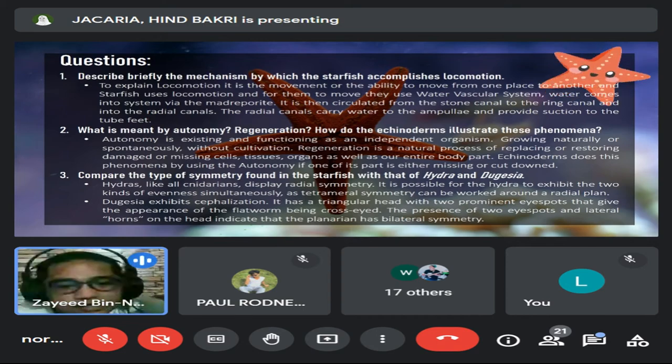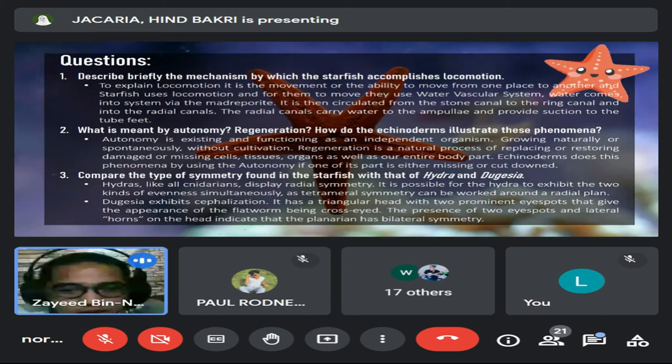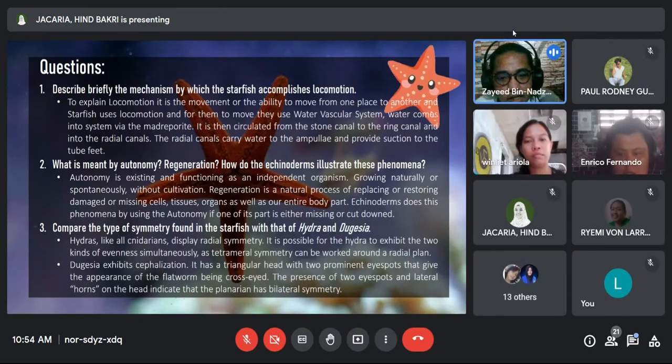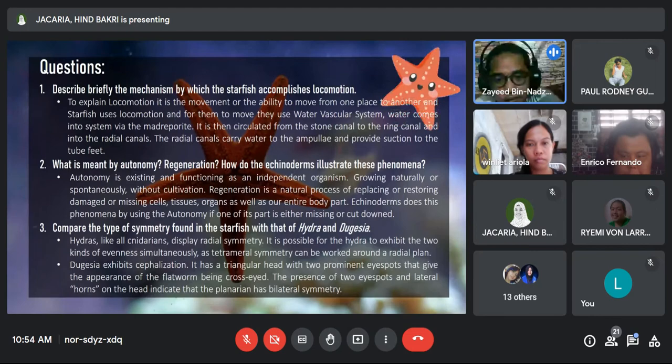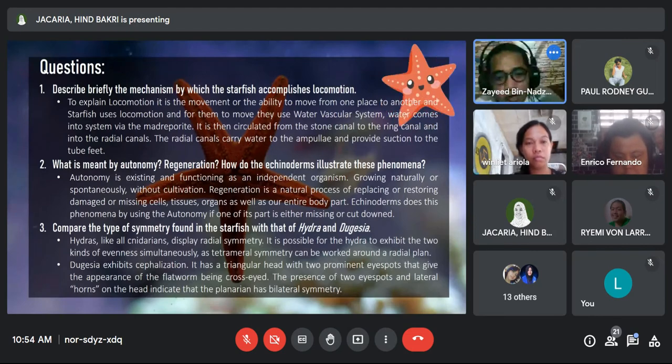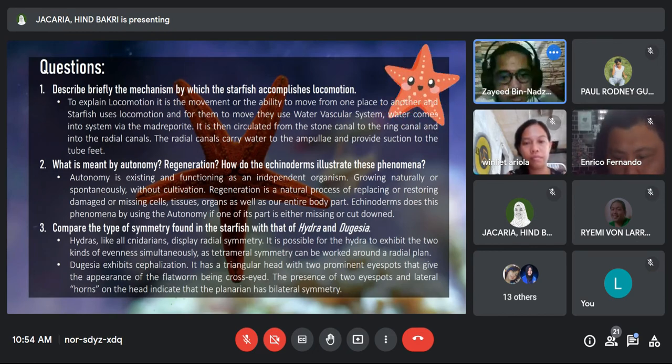Then followed by question 2, what is meant by autonomy and regeneration? How do echinoderms illustrate this phenomenon? So our answer is that autonomy is existing and functioning as an independent organism, growing naturally or spontaneously without cultivation. Regeneration is a natural process of replacing or restoring damaged or missing cells, tissues, organs, and even an entire body part.